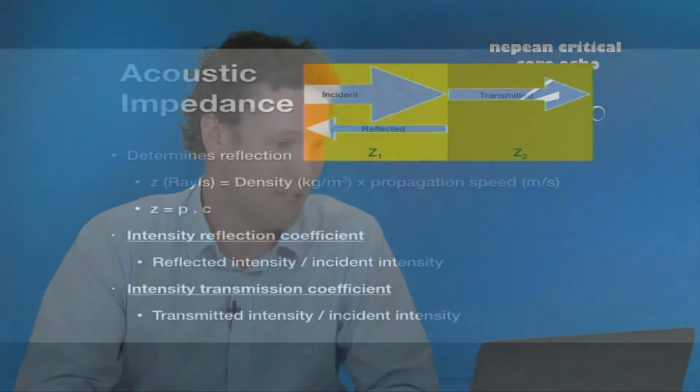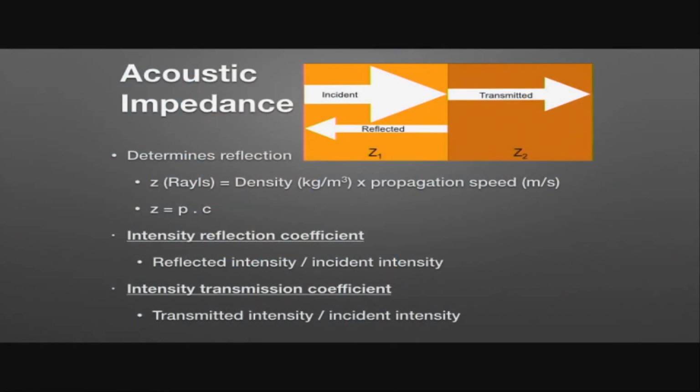Acoustic impedance is determined by both the density and propagation speed. And from this, we can get an idea of what the acoustic impedance difference is between two tissues. And we often describe this as Z1 or Z2 for the acoustic impedance.